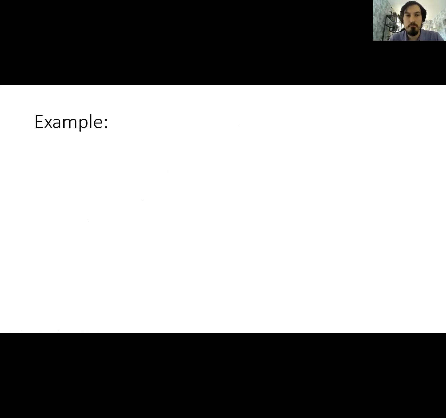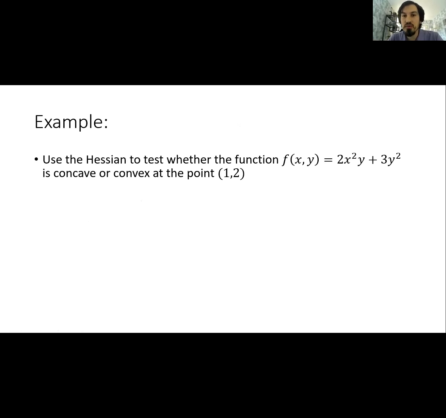Here's an example. Use the Hessian to test whether the function f(x, y) is concave or convex at the point (1, 2). This is, by the way, the exact same function we just did the Hessian for. So here's a function. The question is, is it concave? Is it convex at the point (1, 2)? You have to check.